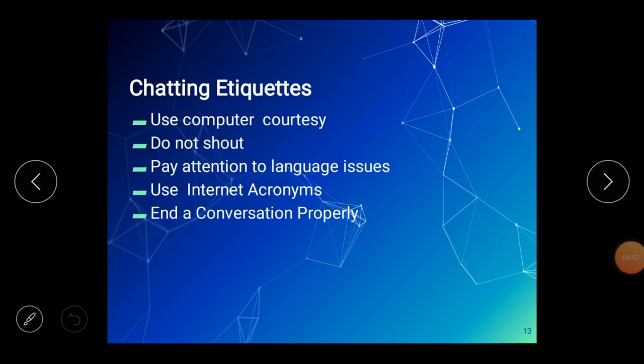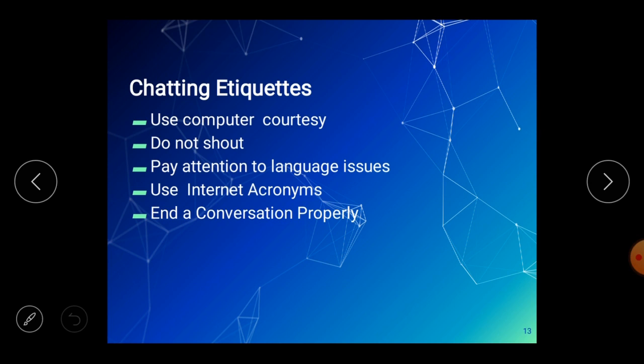Now we have the next topic, chatting etiquettes. There are always etiquettes, and you all know that the etiquettes we show on the internet are called netiquettes. When we are chatting with someone, we should follow some etiquettes. The first one is to use computer courtesy. What is courtesy? You should be courteous and respectful to others while sending an email or chatting on the internet. Your language should be humble and respectful, and there should be no arrogance in your messages.